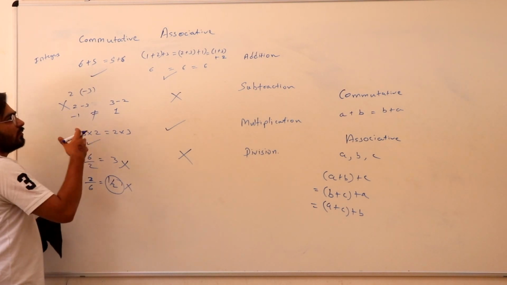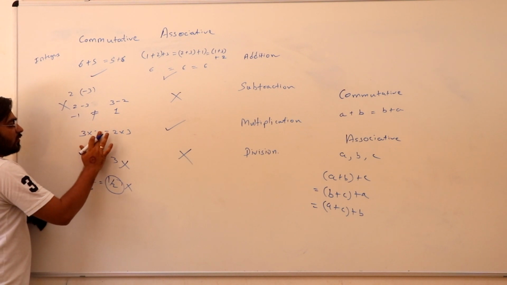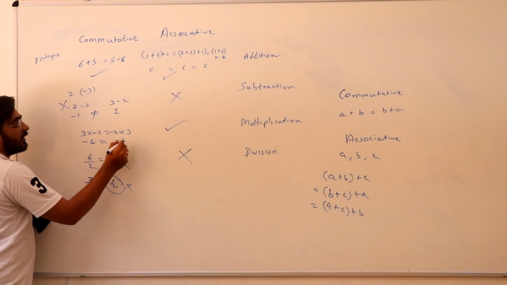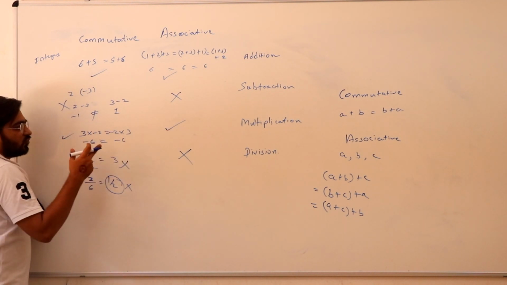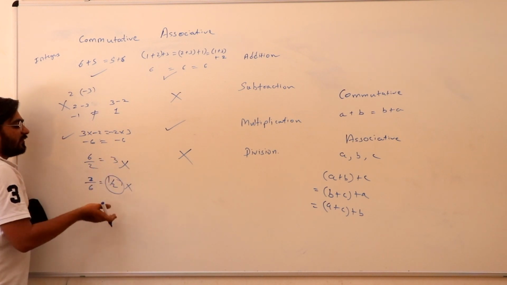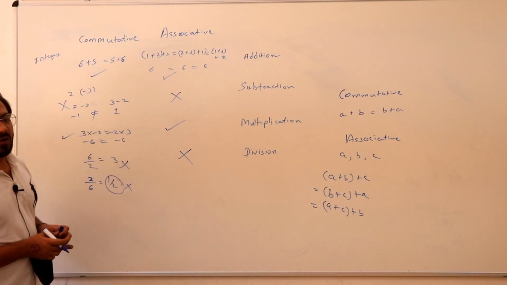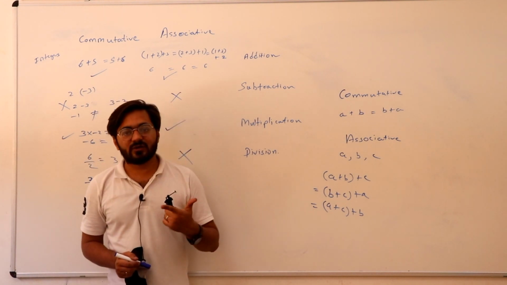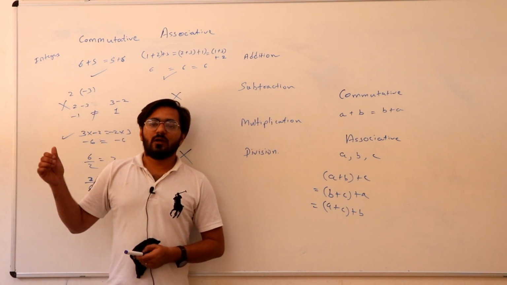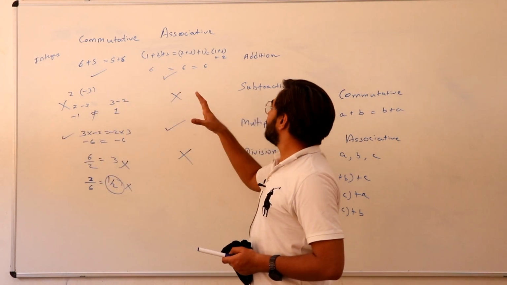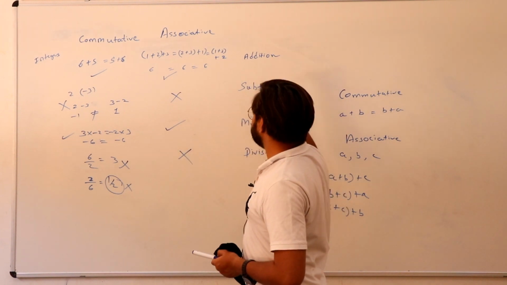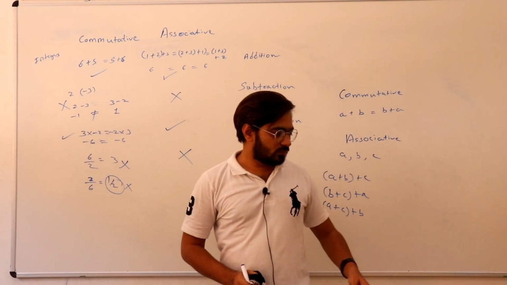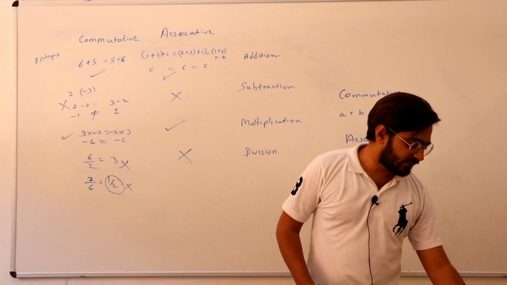Same way, if I take a negative number also, if I do 3 into minus 2 or minus 2 into 3, answer will be minus 6 in both the cases. Same way it will follow associative property for multiplication as well, and same way it does not follow division. So for all these three numbers, that is natural number, whole number and integers, the commutative and associative properties are followed by addition and multiplication. It is not followed by division. Understood?